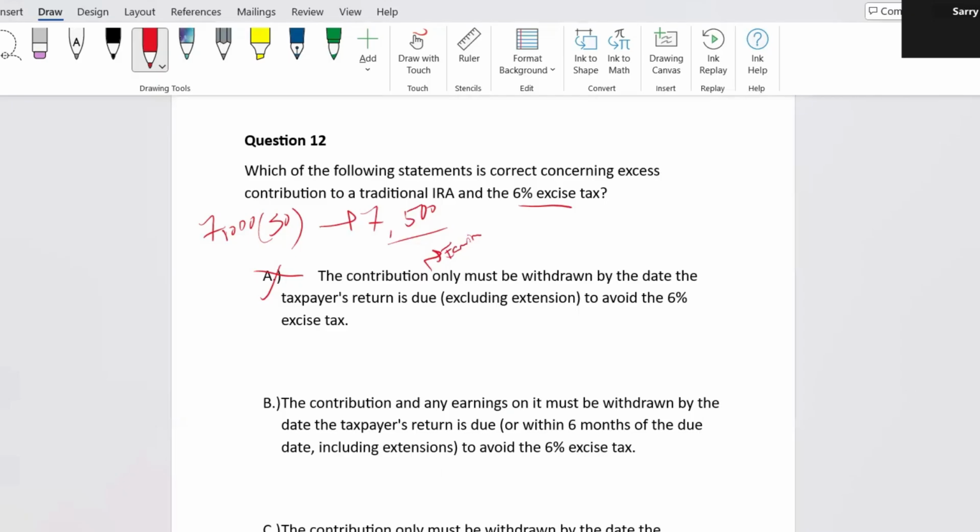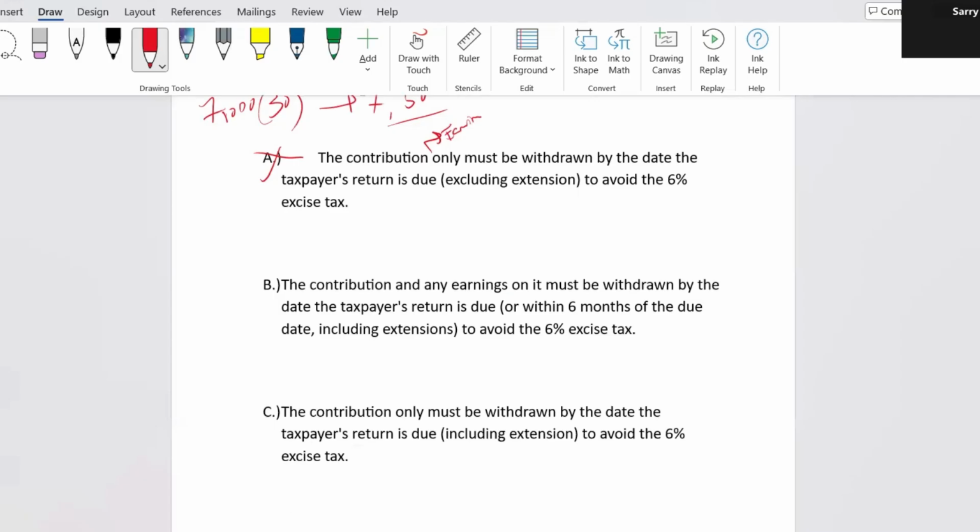Now the next one. The contribution and any earnings on it must be withdrawn by the date the taxpayer return is due, or within 6 months of the due date, including extensions to avoid the 6% excise tax. So let's hold this one. That one seems like the right one, but let's come back to it.